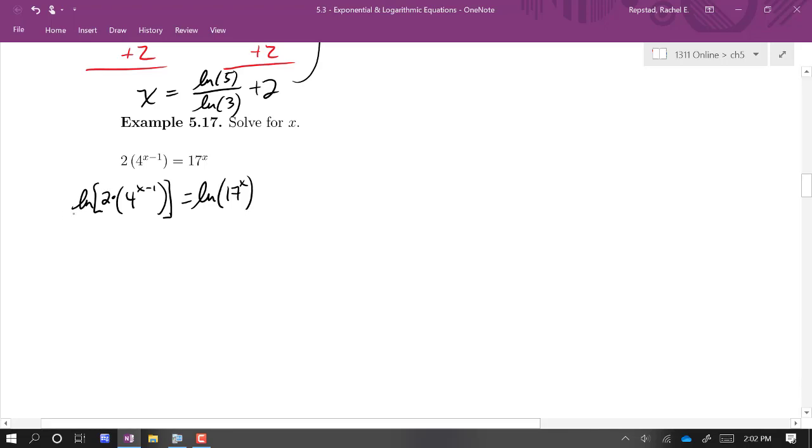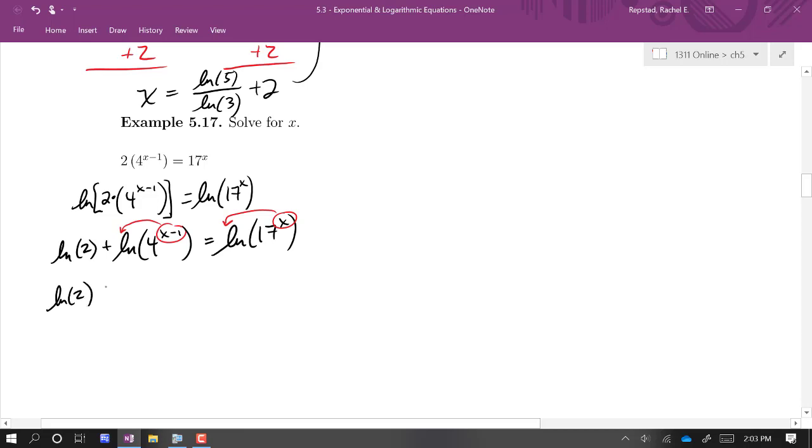So we're going to split this up using that property that says if I'm multiplying inside, I can split it up as a sum of two logs. So now I've got ln 2 plus ln of 4 to the x minus 1 power equals ln 17 to the x. Now I'm going to go ahead and bring these powers down as factors in front. So ln 2 plus x minus 1 ln 4 equals x ln 17.